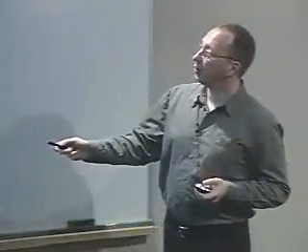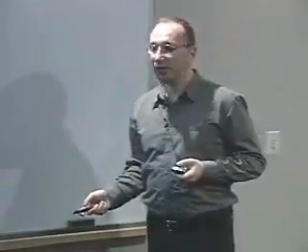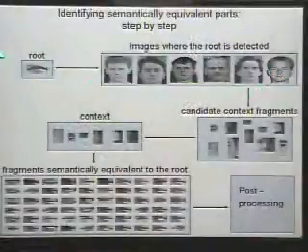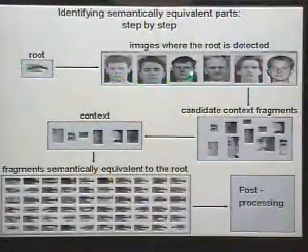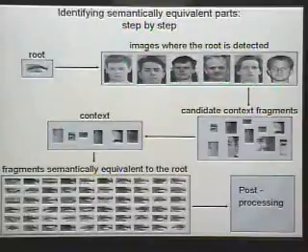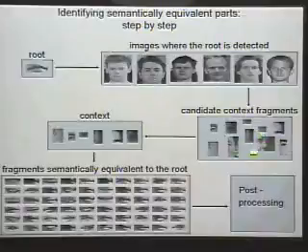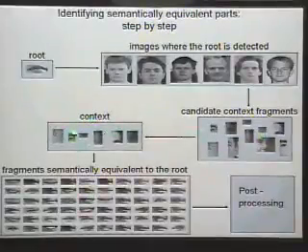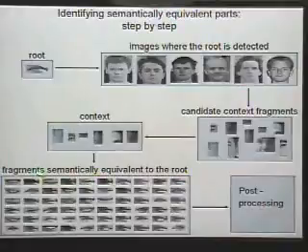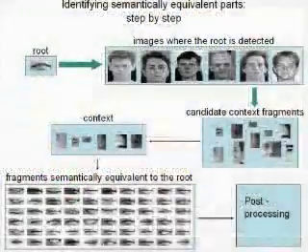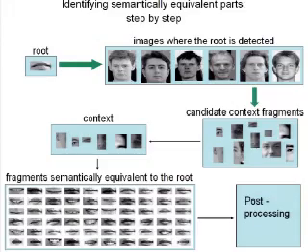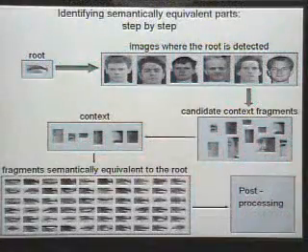We start with the root fragment. First of all, we find the subset of our input images where this root fragment can be determined by visual similarity. This is the first step. Now, from these images, we extract, once again, a large pool of candidate context fragments. Then we select good context from those. Using context, we find in the original set of class images fragments that are semantically equivalent to the root. And then we do some processing. So this is the workflow. This step and this step are trivial.